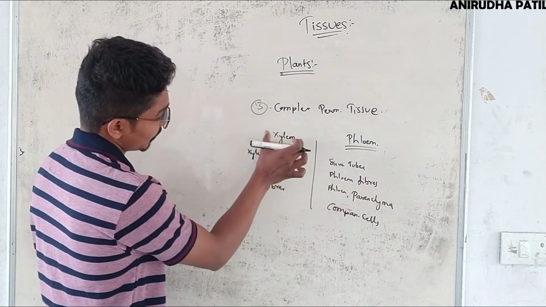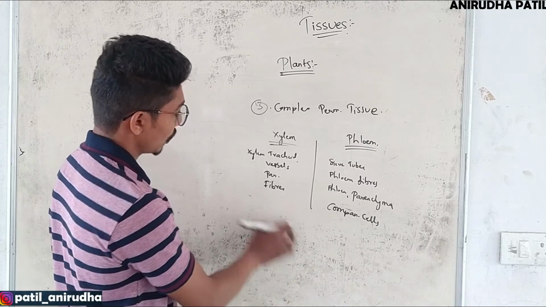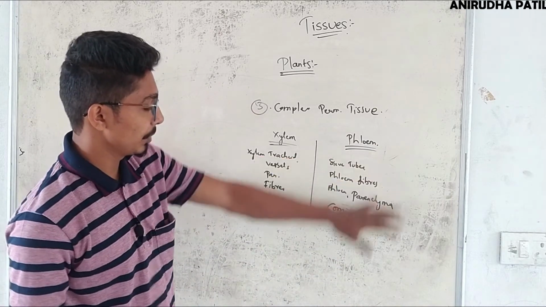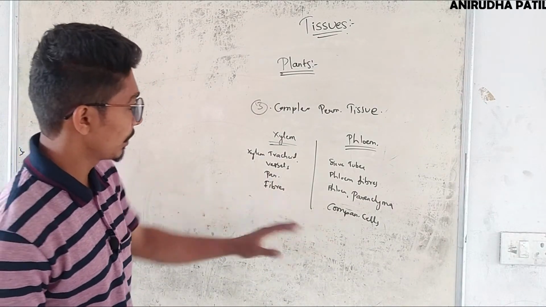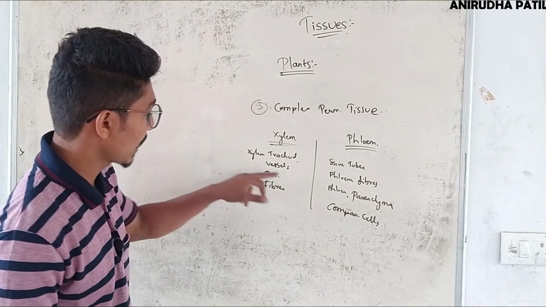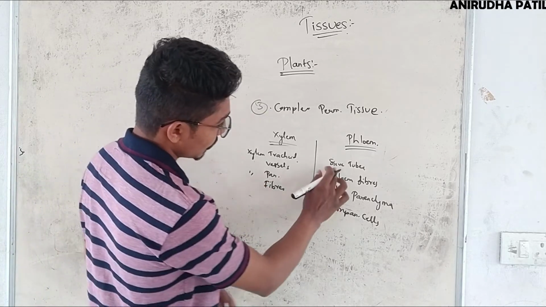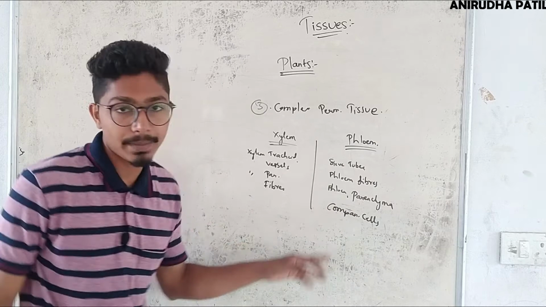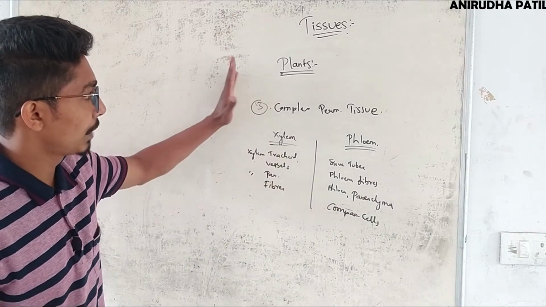So the most important function of xylem is that it helps to conduct water from roots to all the parts of the plants, and in case of phloem it helps in storage. That's the main thing that you should remember, and these are the 4 types that you should remember: xylem tracheids, xylem vessels, xylem parenchyma, and xylem fibers. And here sieve tubes, phloem fibers, phloem parenchyma, and companion cells. So next on, this is all about plants.